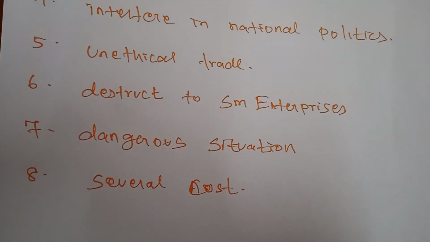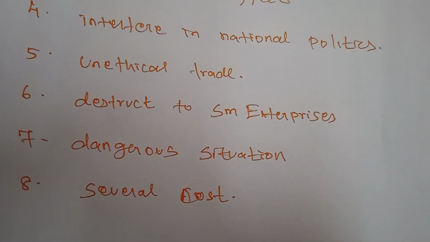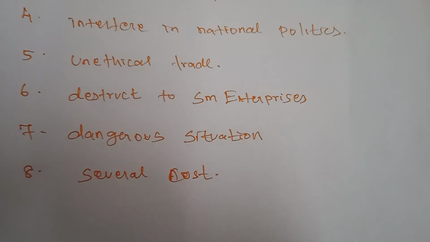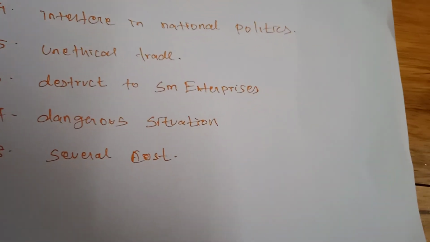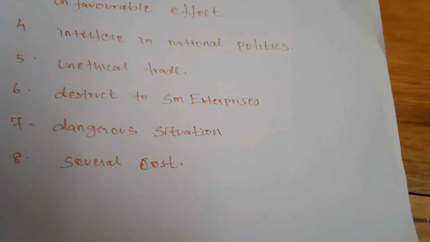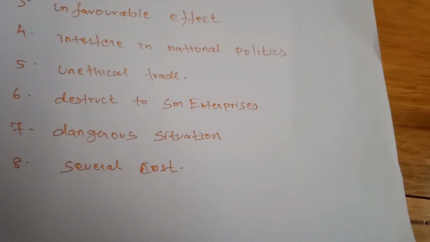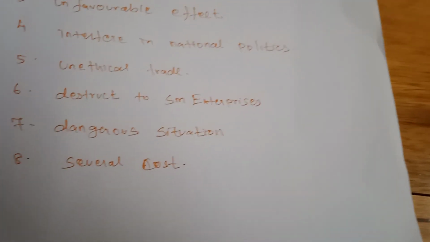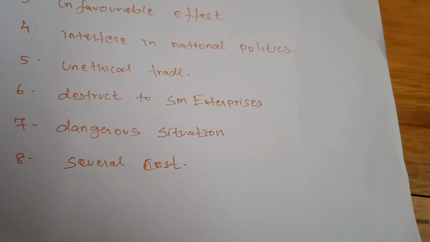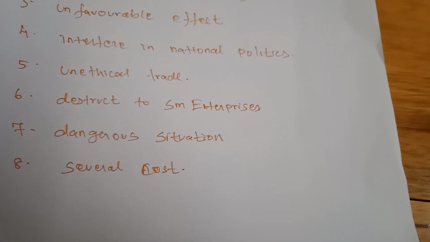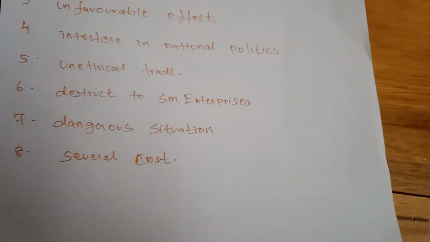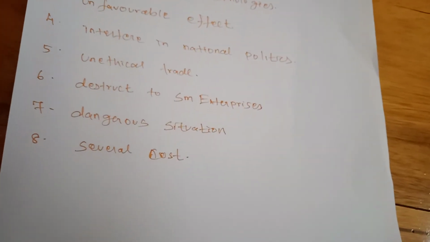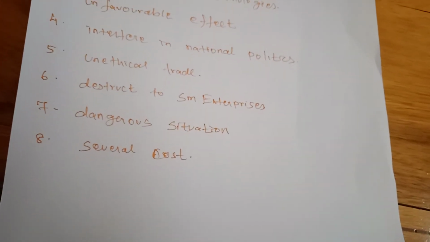Next, distraction to small and medium scale enterprises. Foreign investment in some cases leads to the destruction or weakening of small and medium enterprises. If you are allowing foreign direct investment, they will produce commodities which are already produced in our nation by small and medium scale entrepreneurs. So foreign direct investment may have the chance to hurt the small and medium scale enterprises in the domestic nation.